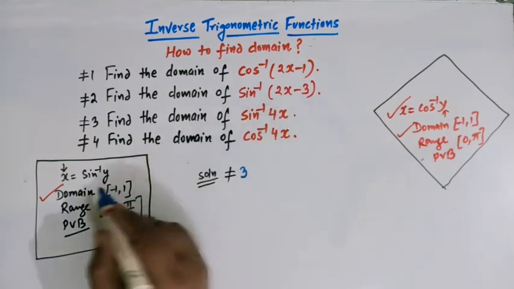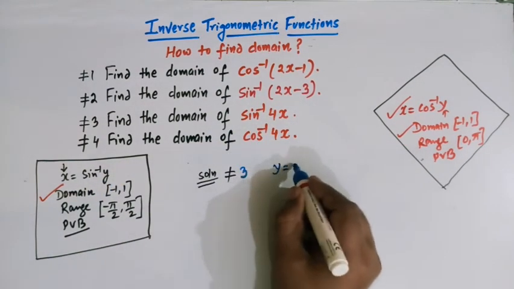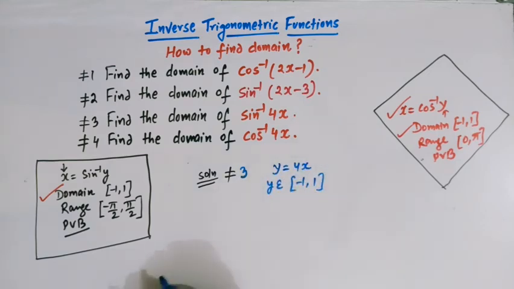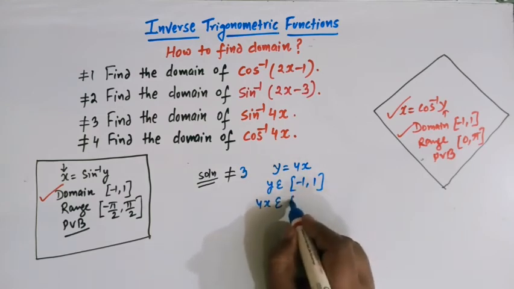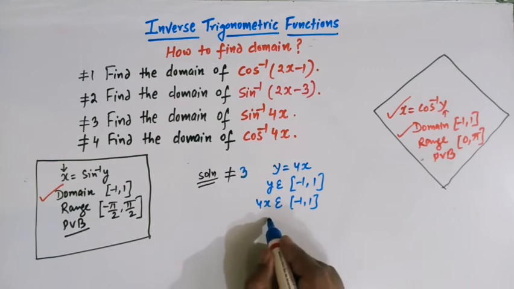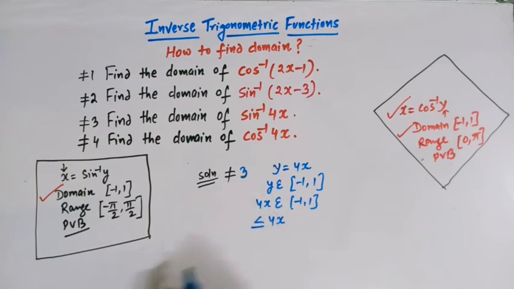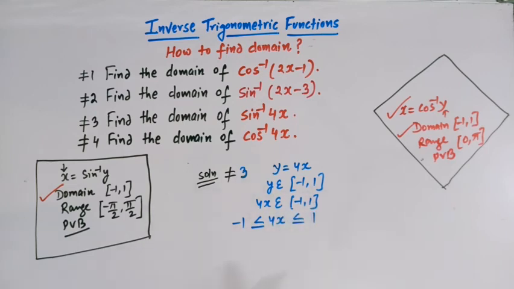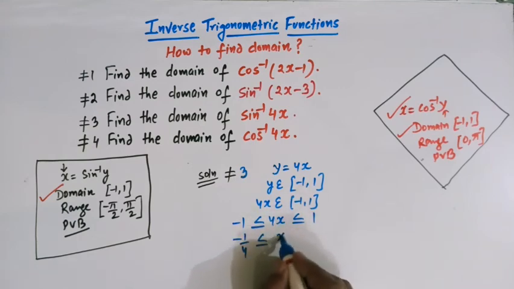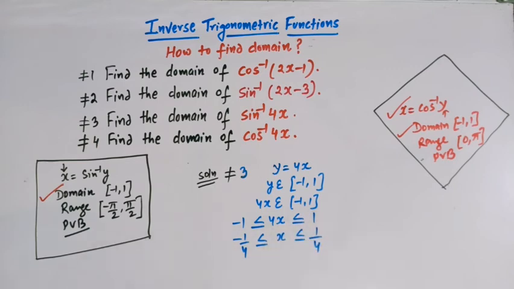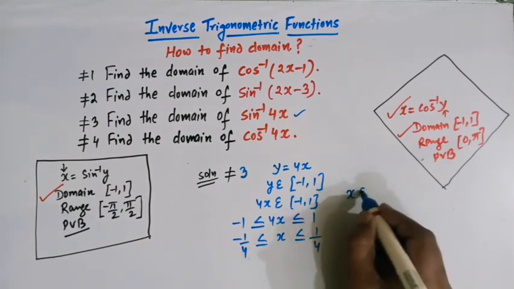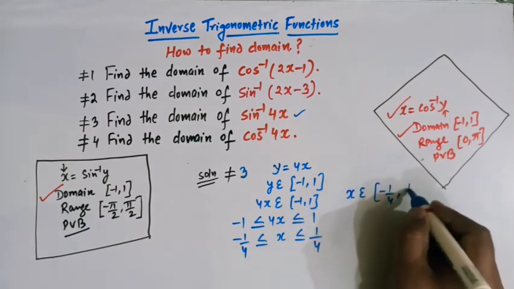So here if I compare these two, then we have y is equal to 4x, and y belongs to minus 1 to 1. So 4x belongs to minus 1 to 1, or in other words we can write 4x is greater than or equal to minus 1 or less than or equal to 1, right? Now dividing throughout by 4, we have minus 1 over 4, x, and 1 over 4. So the domain of this function is the interval from minus 1 by 4 to 1 by 4, right?